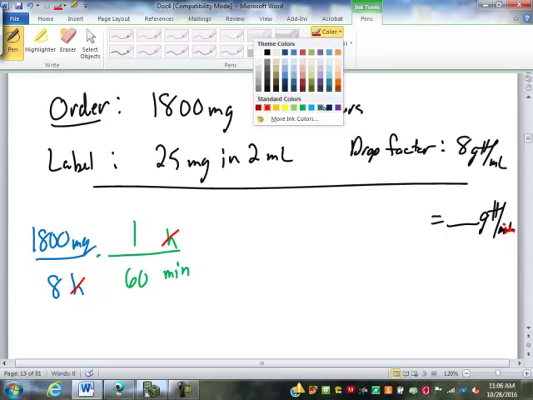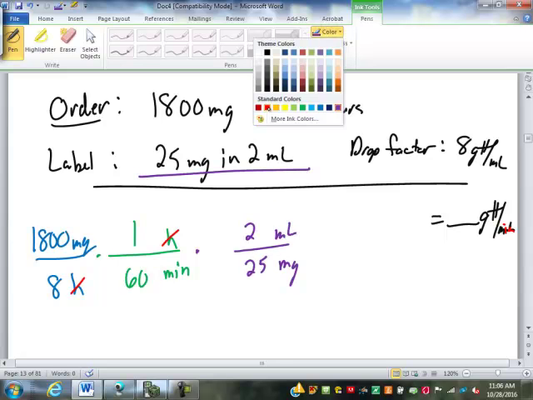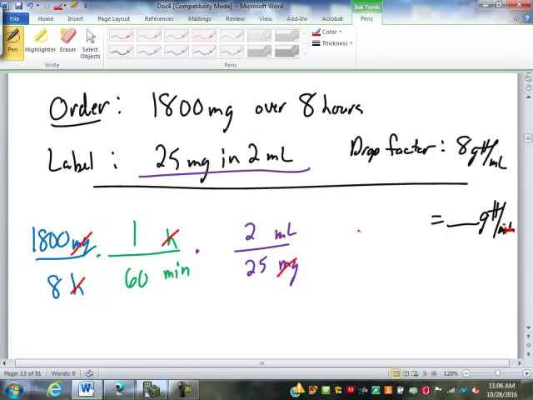Looks kind of like milliliters. I want my time to be in minutes, so I'm going to leave that as minutes. All I can change now is the milligrams. And again, I have a relationship between milligrams and milliliters: 25 milligrams and 2 milliliters. Milligrams are now gone. But I want it to be drops per minute, not milliliters per minute.